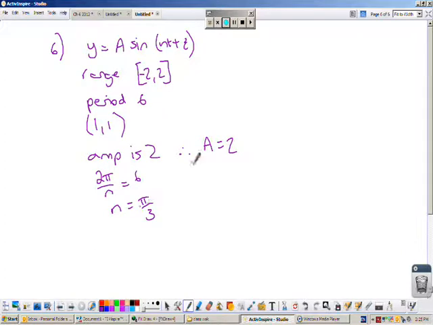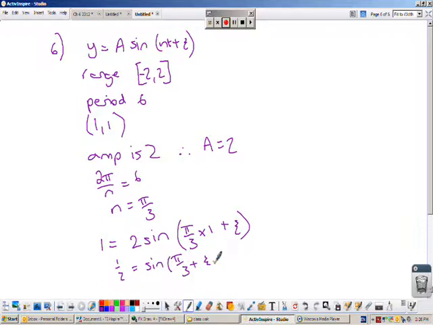Subbing in those two pieces of information, the a and the n, plus the x and y from that coordinate point, we get 1 equals 2 sine of pi on 3 times 1 plus epsilon. So rearranging here, we get a half equals sine of pi on 3 plus epsilon. So sine of what equals a half? We know that that angle is pi on 6, so pi on 3 plus epsilon is pi on 6. And then it's just some basic fractions, and we get our final value.